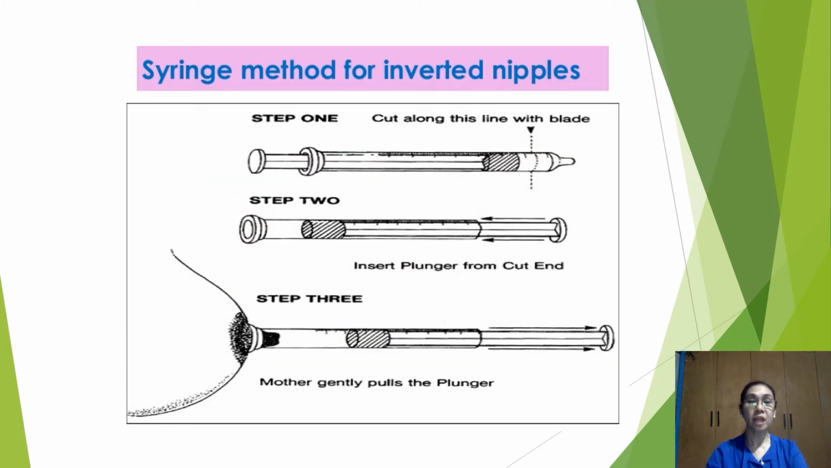So this is how you do the syringe method for inverted nipples. So step 1, you have a syringe. So you have to cut along the line with a sharp blade. And then next, you have to reinsert the plunger from the cut end. And the third, you put that smooth area over the nipple and gently pull the plunger. This would suction the nipple coming out if it is inverted.